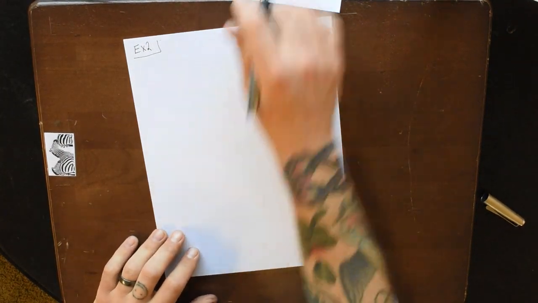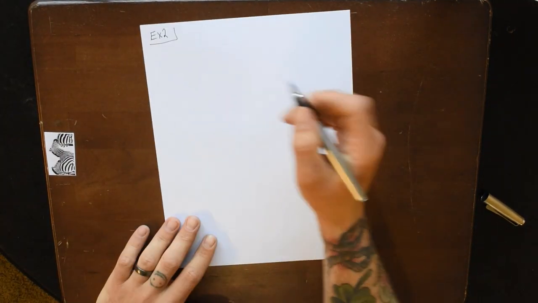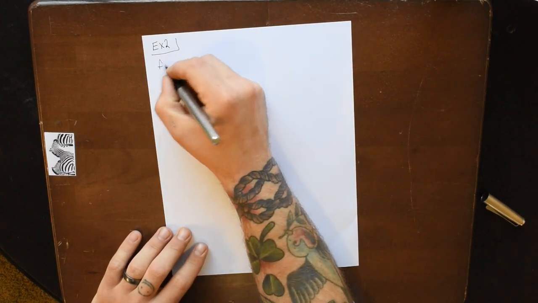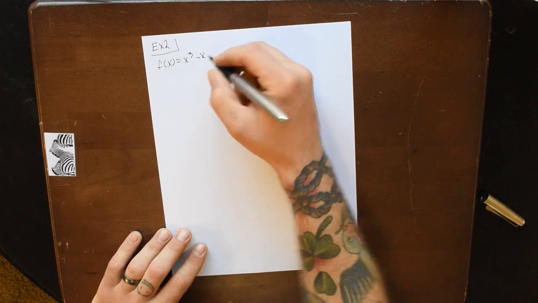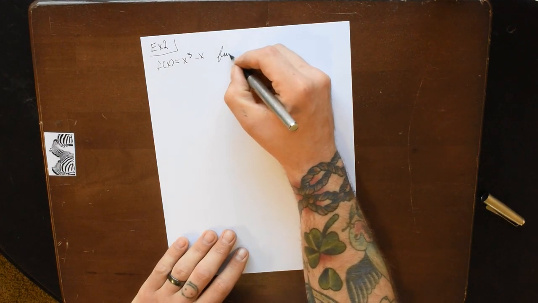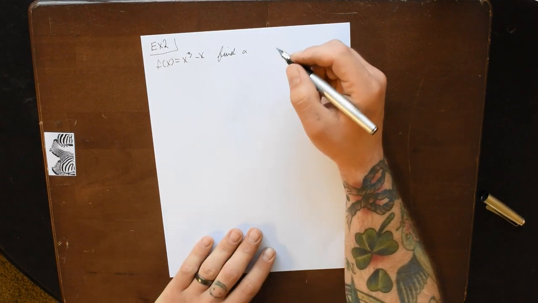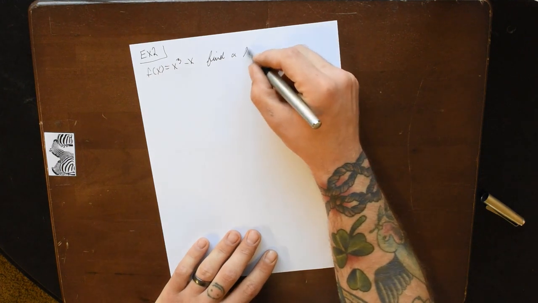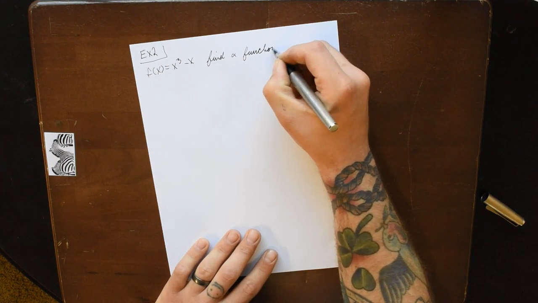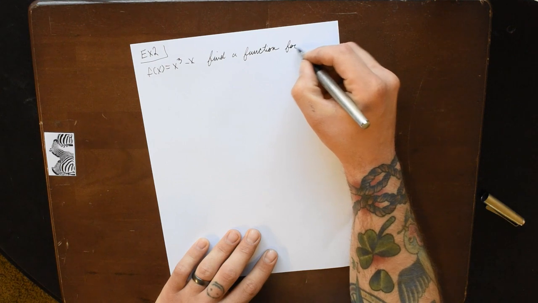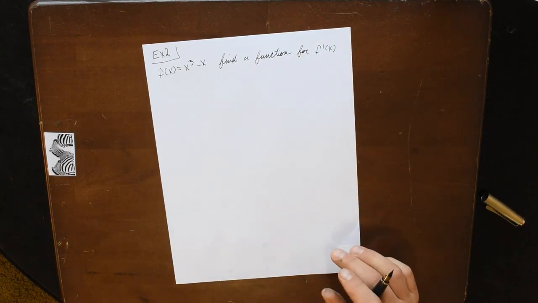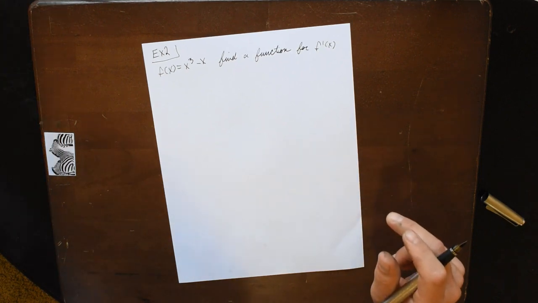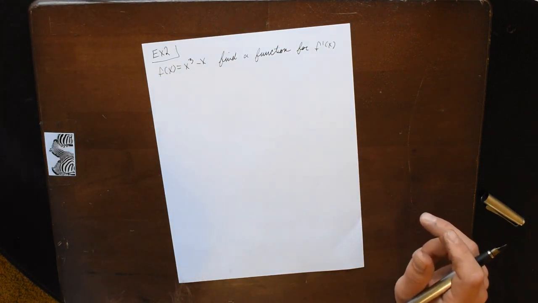Given the function, I gotta find where I have put it. Given the function f of x being equal to x cubed minus x, we're going to find a function for f prime of x. Perfect, so we want to find a function for f prime of x. There's my notes.